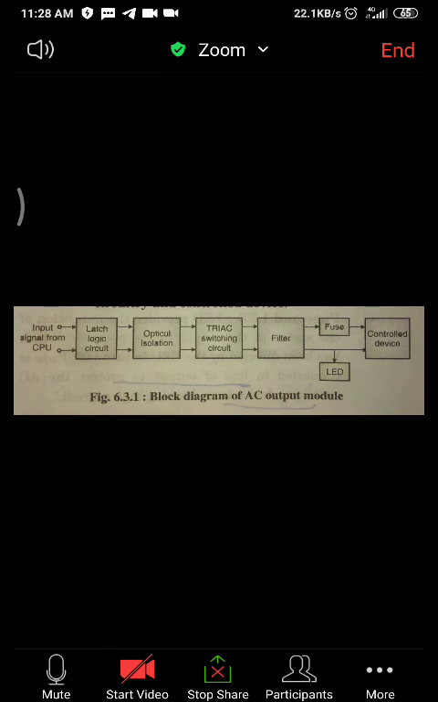So here the latch logic, the binary will be given to you as output from CPU, and then it is converted to a certain voltage using a triac switching circuit, and then it is given to the control device. So in this way this AC output module works.